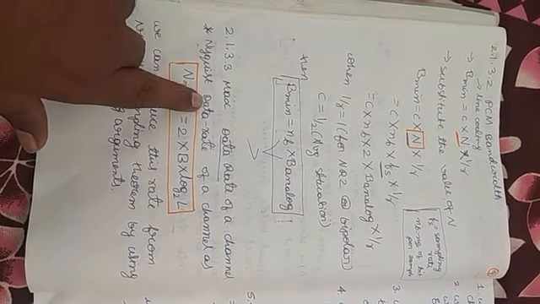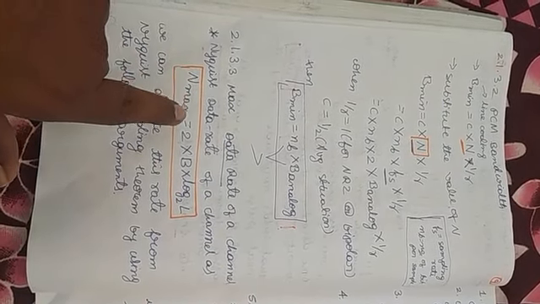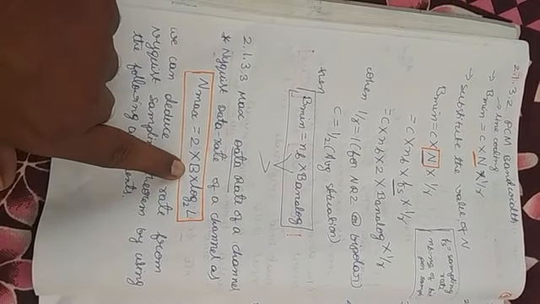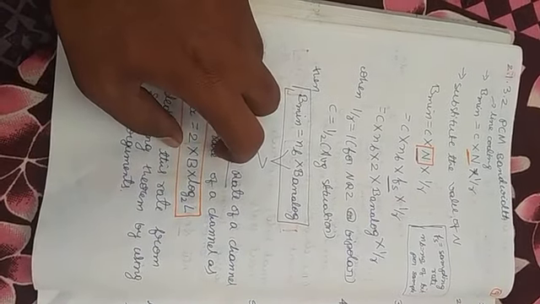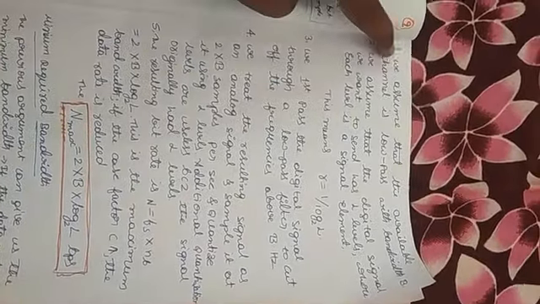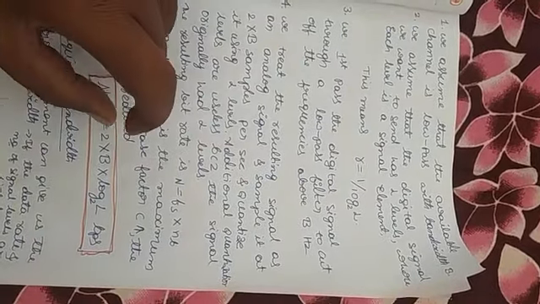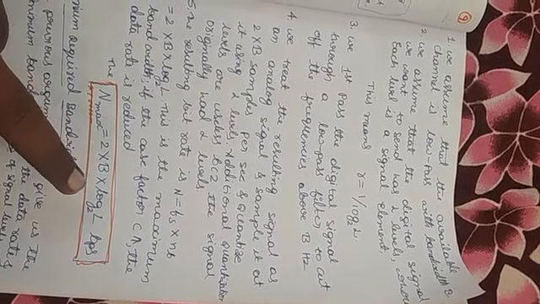Next is the maximum data rate of a channel. The Nyquist data rate of the channel is N. N maximum is equal to 2 times B times log L base 2. This formula can be derived in 5 steps. Please go through these 5 steps in the PDF notes and we will get this formula. N max is equal to 2 times B times log L base 2.